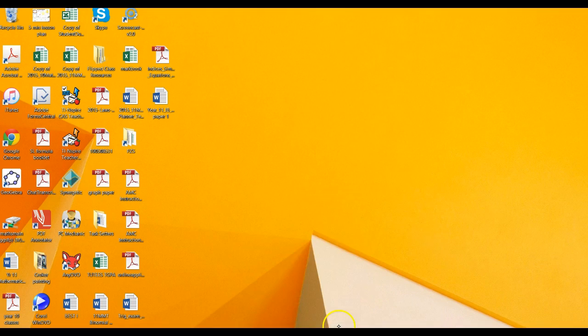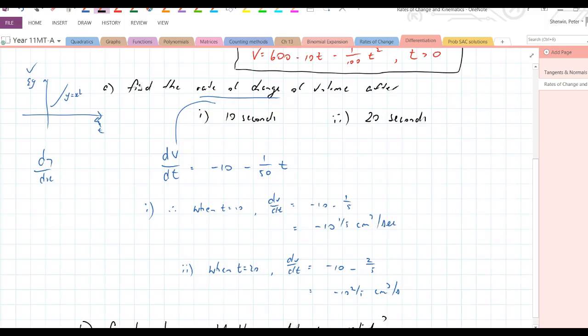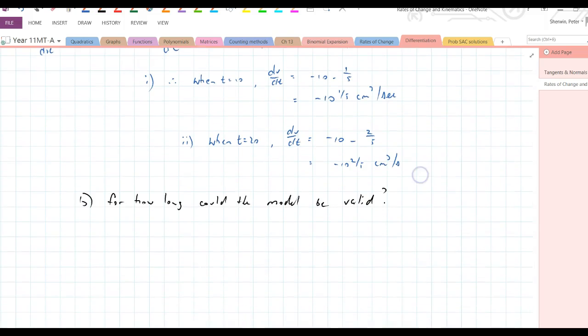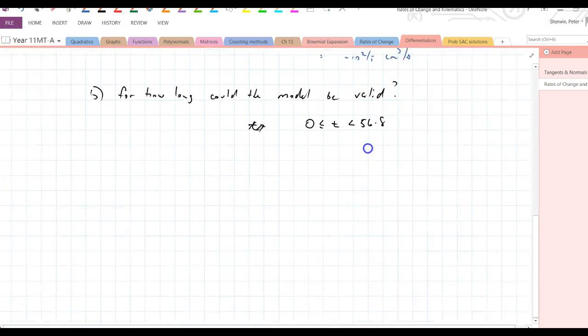So we need to go back in, and for how long could the model be valid? You would say therefore that it's valid between t being 0 and 56.8. That would make sense. Okay, moving on to some kinematics examples.